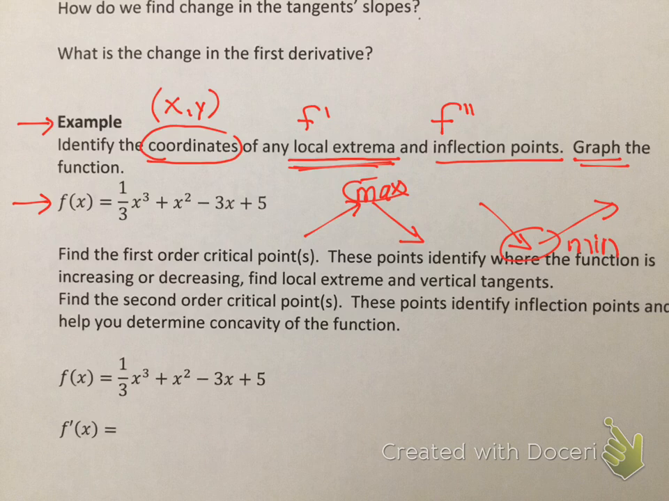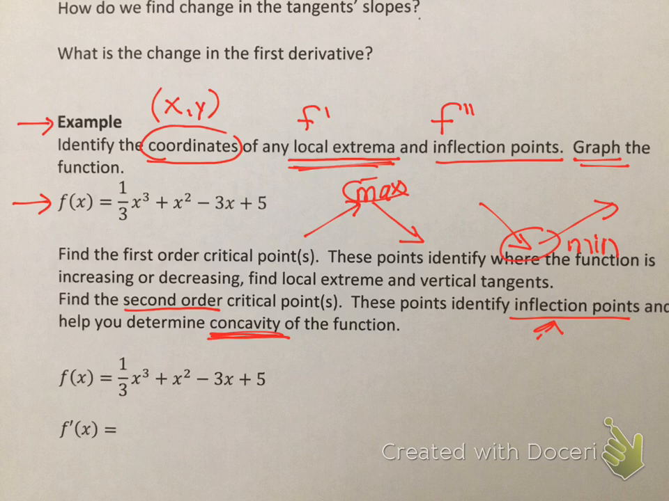I'm then supposed to find second order critical points. Those simply mean the x values when I set the second derivative equal to 0. These are going to help me find my inflection points and any concavity. Concavity you have to find first to be able to find inflection points, because you have to know your concavity is changing.